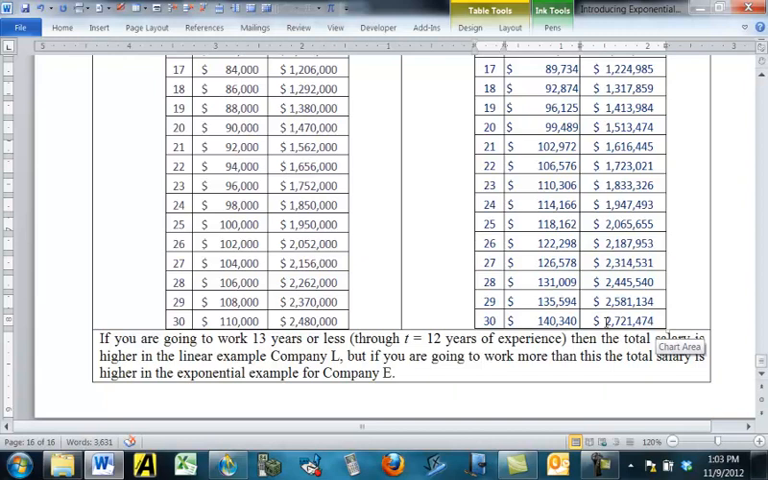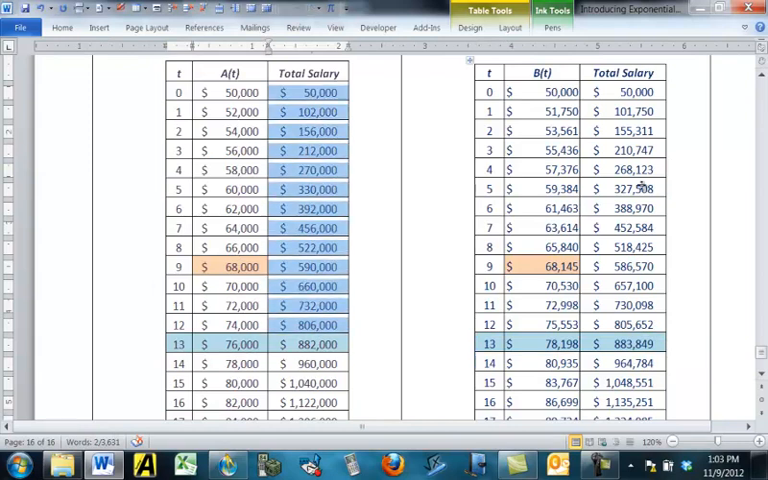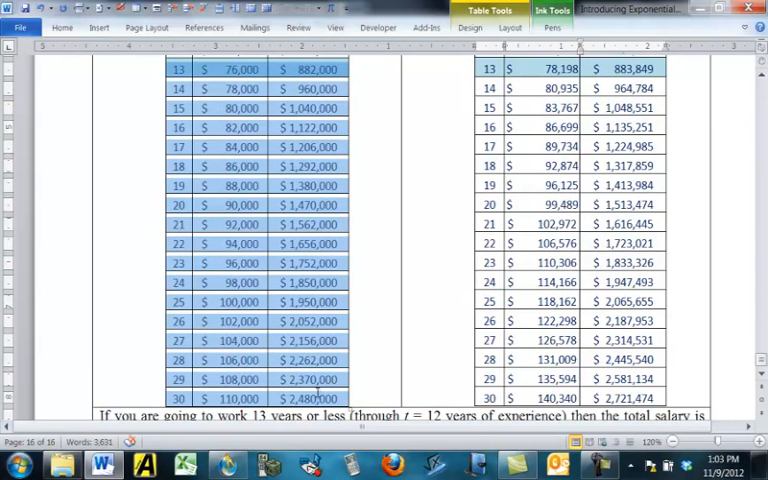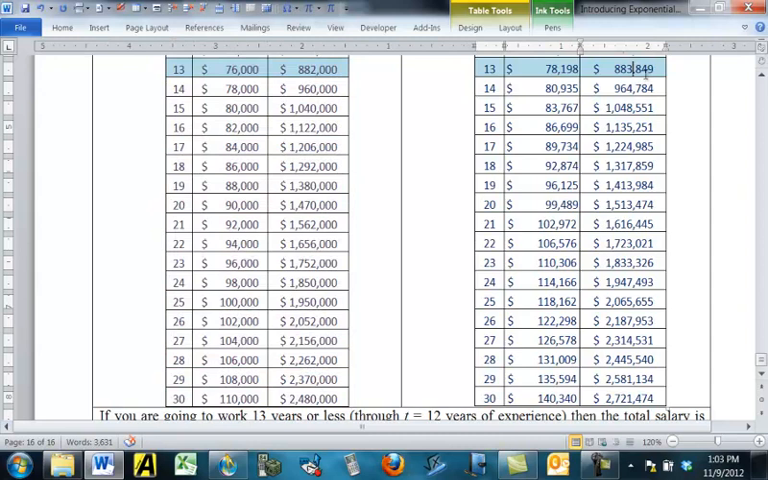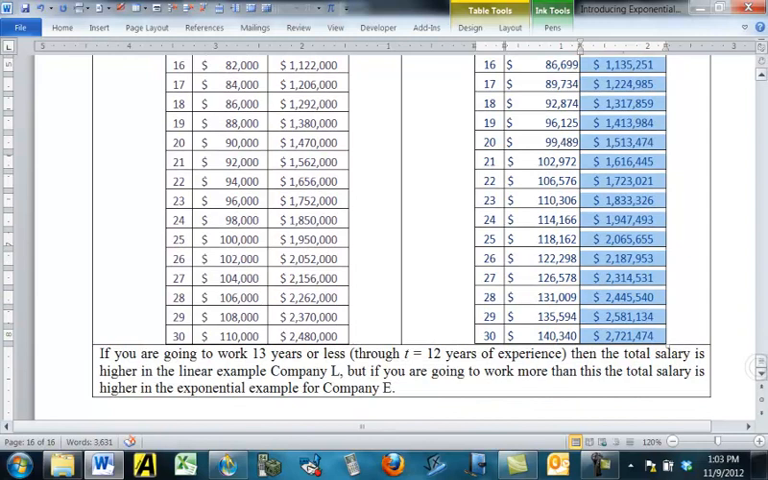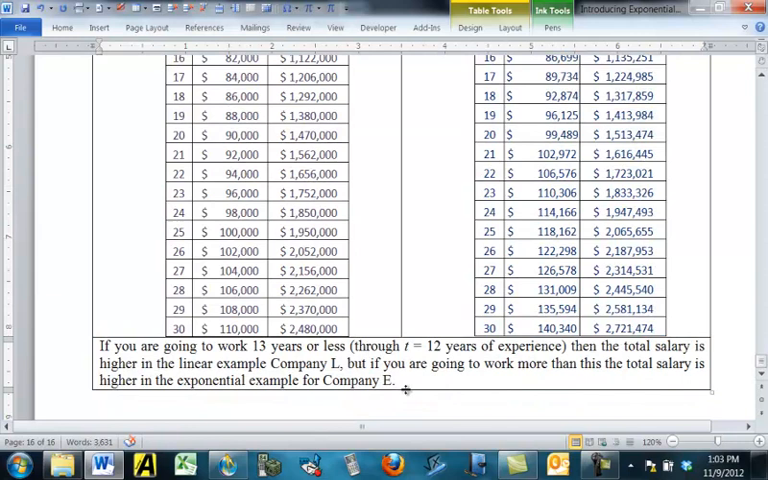So if you're going to work 13 years or less, through year 12 of experience, then you're better off over here on the left side. Any of these numbers are the same or bigger than the corresponding numbers over here. But as soon as you get past that, year 13, which is really your 14th year, 13 years of experience, it's higher on the right side. So your basic idea is, decide how long you're going to stay with the company. If you're going to stay with it at least 13 years, then you're better off choosing plan E, let's say, as versus plan L.